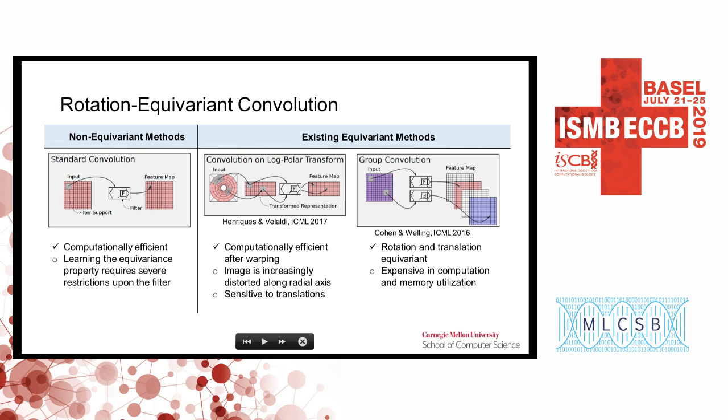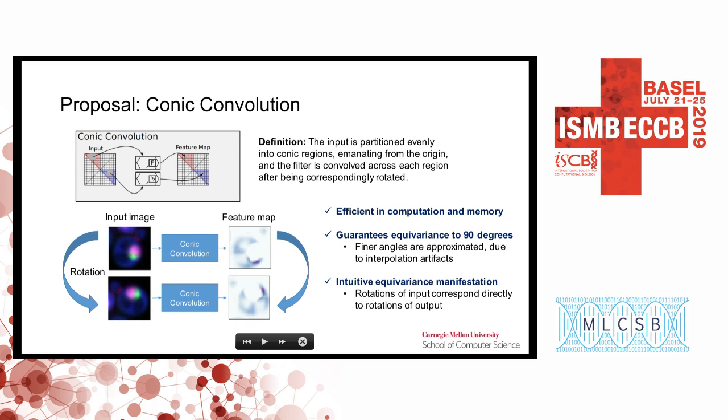The disadvantages are that it's more computationally expensive in that I have to scan the entire image for each rotated filter, and also I yield an individual feature map for each rotation. So as an alternative to this, we've proposed conic convolution.